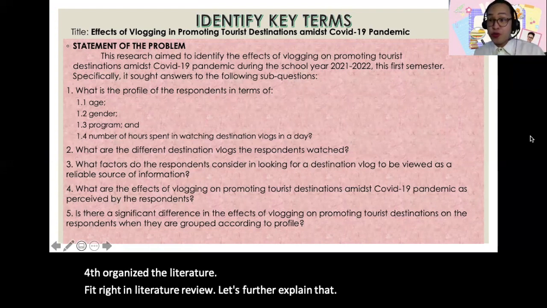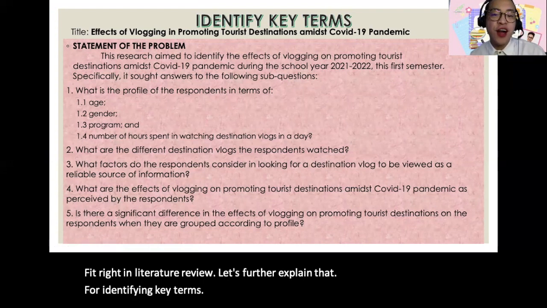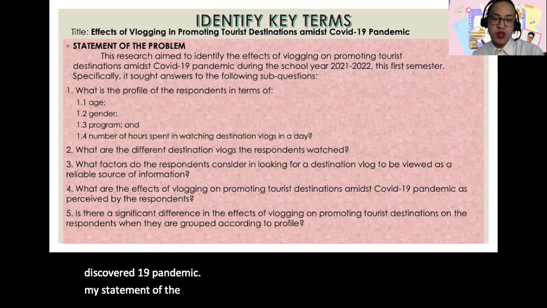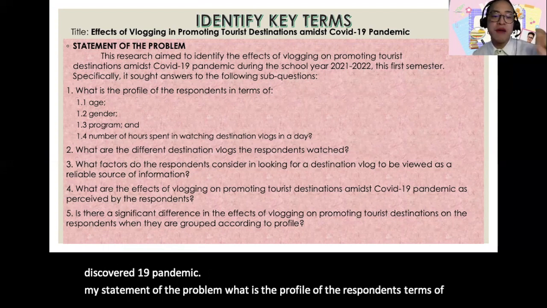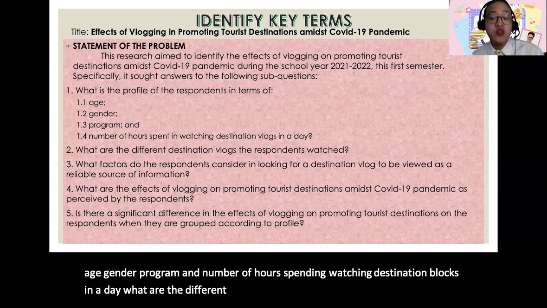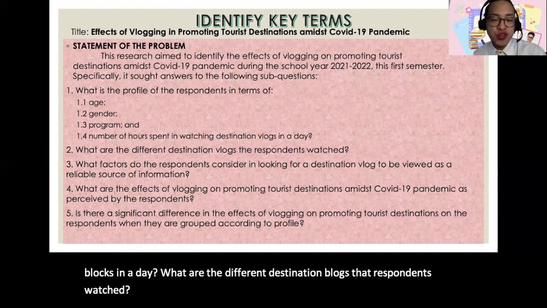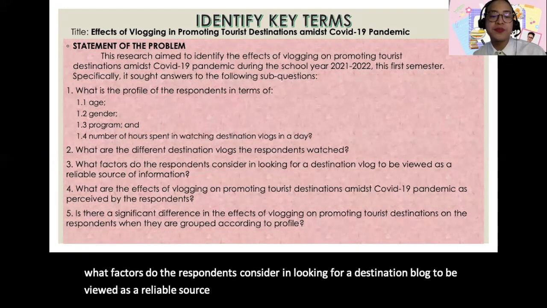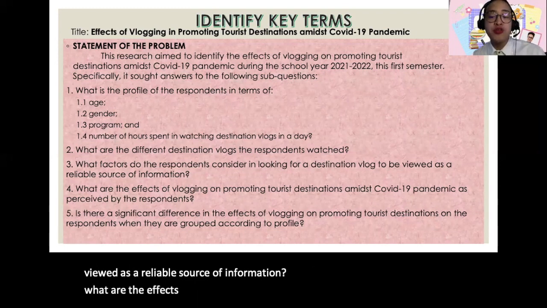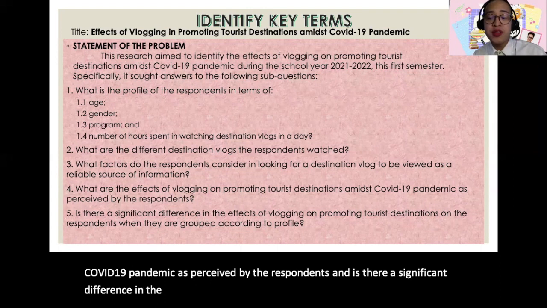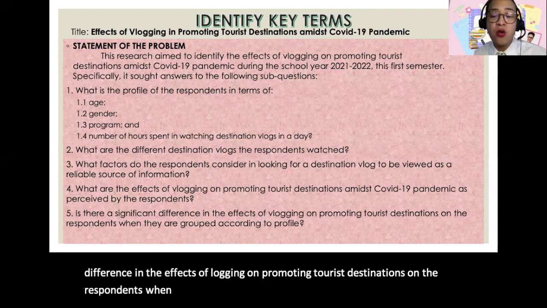For identifying key terms, with the title, Effects of Blogging in Promoting Tourist Destinations Amidst COVID-19 Pandemic. My statement of the problem: what is the profile of the respondents in terms of age, gender, program, and number of hours spent in watching destination blogs in a day? What are the different destination blogs the respondents watched? What factors do the respondents consider in looking for a destination blog to be viewed as a reliable source of information? What are the effects of blogging on promoting tourist destinations amidst COVID-19 pandemic as perceived by the respondents? And is there a significant difference in the effects of blogging on promoting tourist destinations on the respondents when they are grouped according to profile?